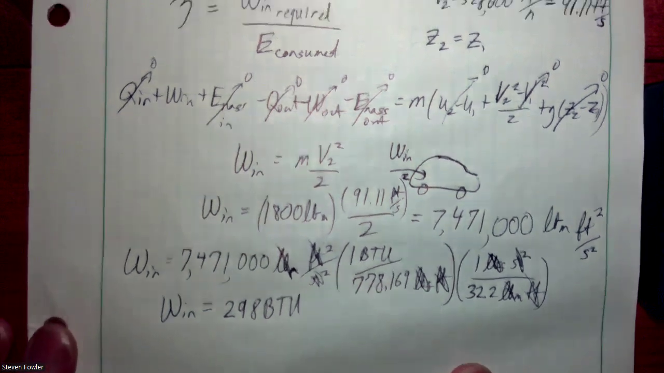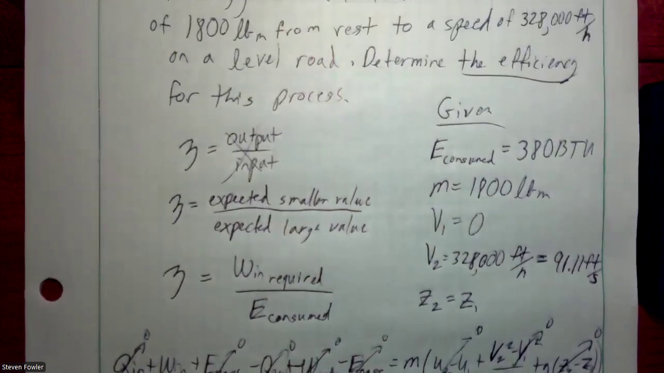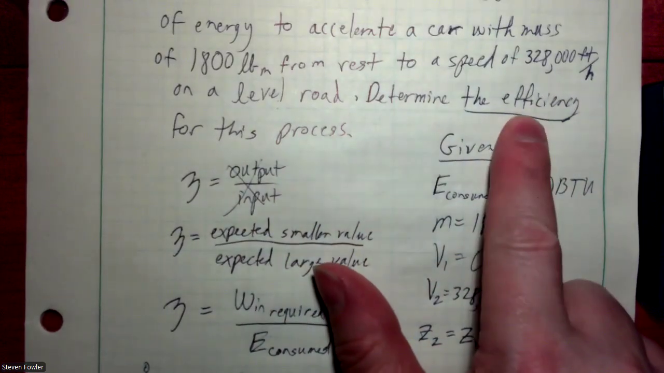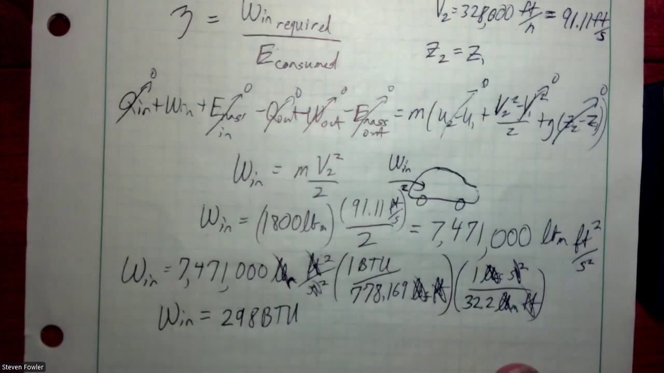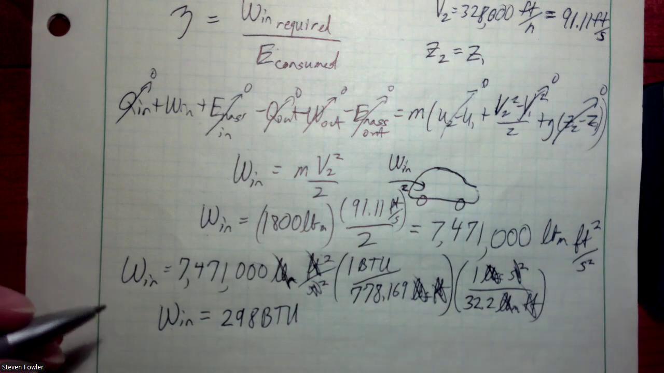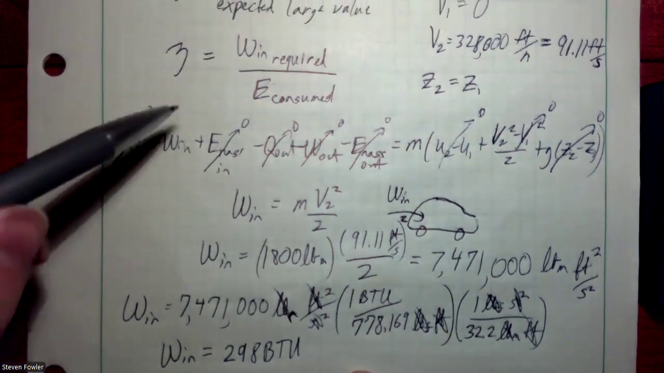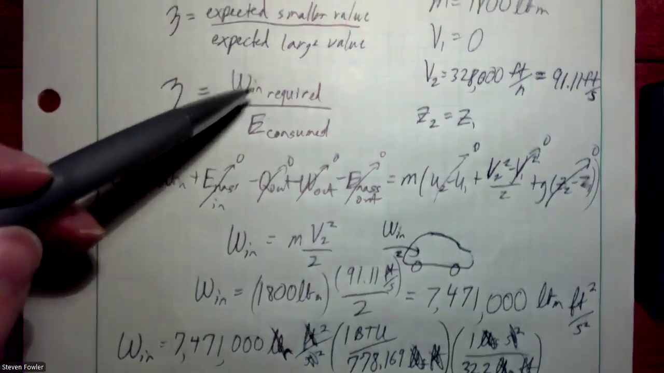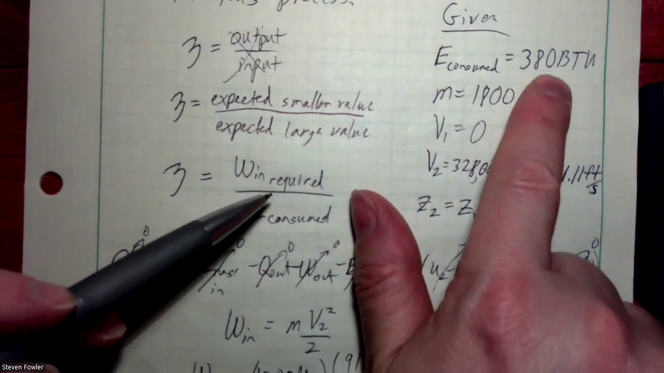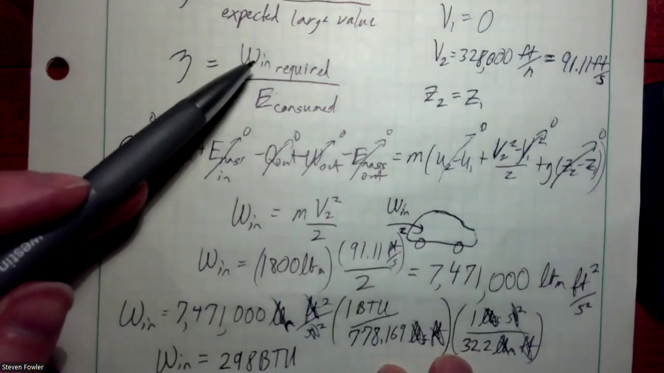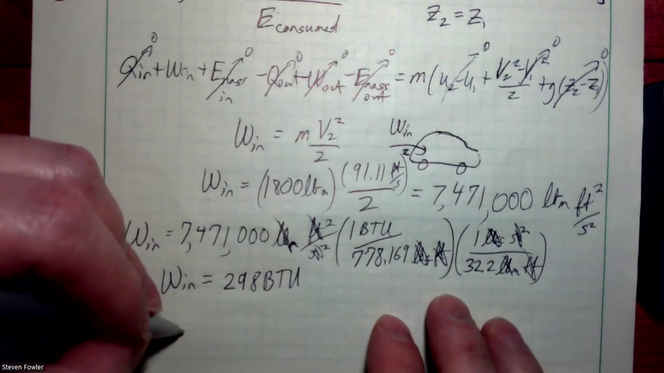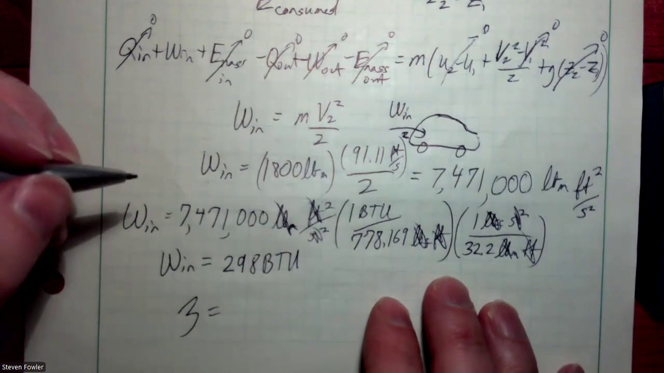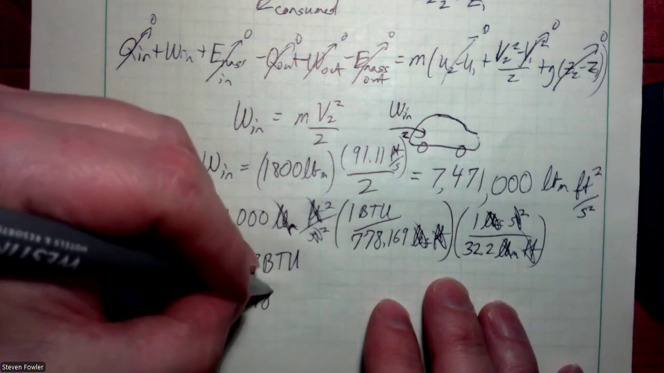Well, I told you, make it very clear what you are looking for. You're looking for the efficiency. Is this the efficiency? No, it's a lot of work to get an intermediate number. Welcome to the rest of engineering. We're going to do a lot of work to get something that's not actually what we're looking for, but it's a step in the path to get there. The energy consumed was given to me. I've now figured out the minimum amount of work to actually cause this car to accelerate. That's this number here, so I can figure out the efficiency based on this 298 BTUs.